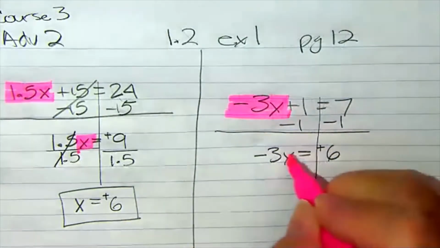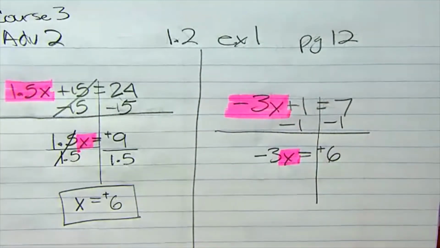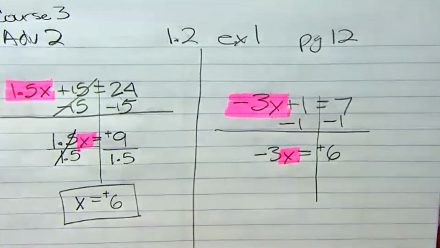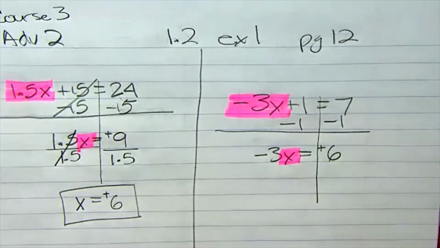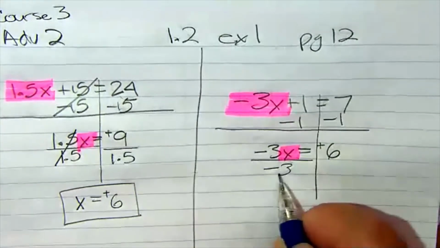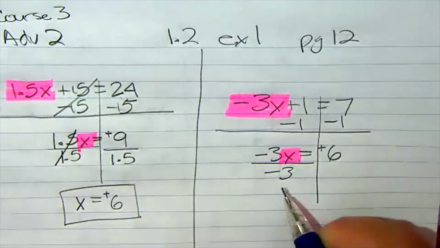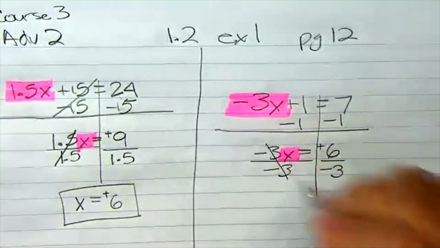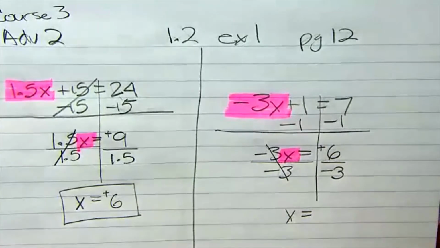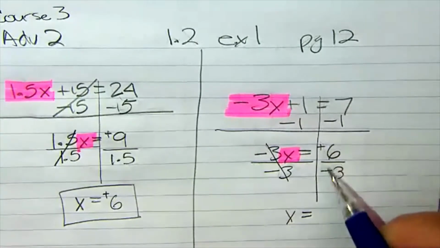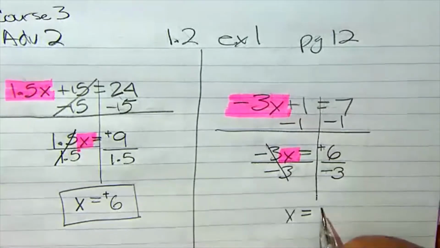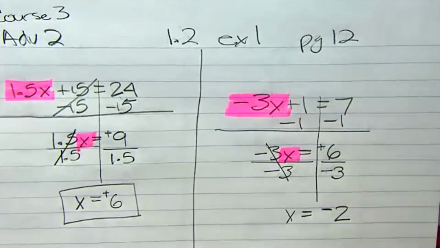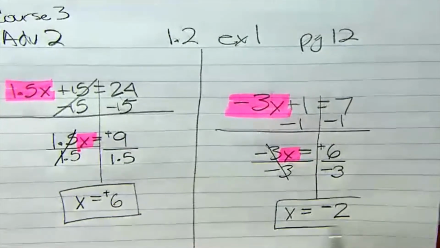My whole goal is still to isolate the variable. So to do that, I need to get rid of this negative 3, this times negative 3. And this is what we did last week. I'm going to divide by negative 3. And what I do to one side, I must do to the other. So they cancel, and x equals, I have a positive and a negative. My signs are different, so my answer is going to be negative. And 6 divided by 3 is 2. So x equals negative 2.